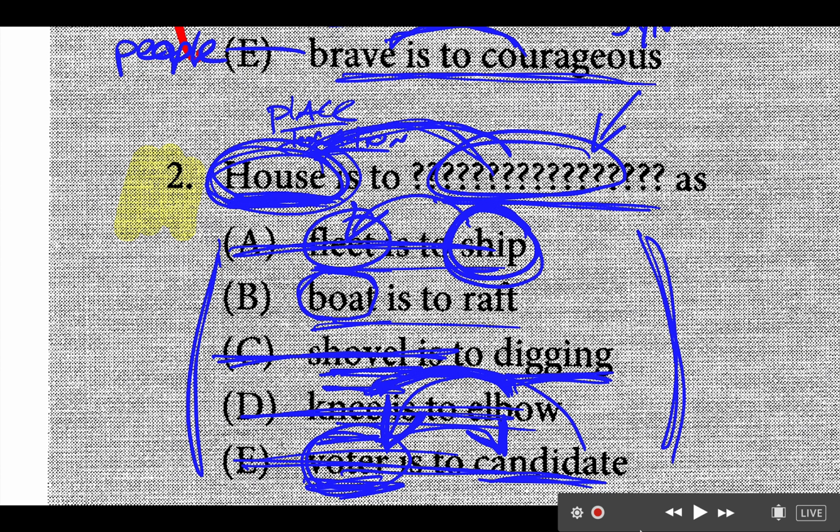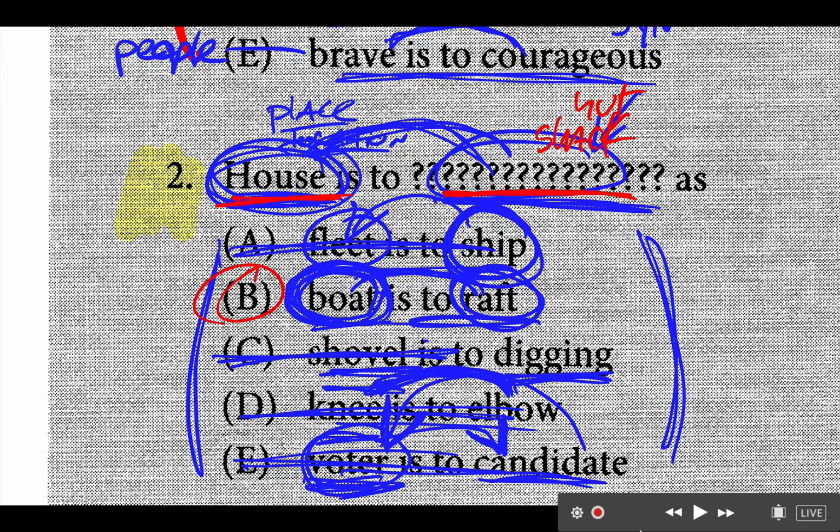Well, house and boat, even before looking at the other parts, boat and a house are both places or locations where human beings stay. And boat is to raft. Boat is a larger category, and a raft would be like a primitive or very simplistic version of a boat. Can I think of anything that is a primitive or simplistic version of a house? Yeah, a shack, a hut, something like that. And so B is the best choice.